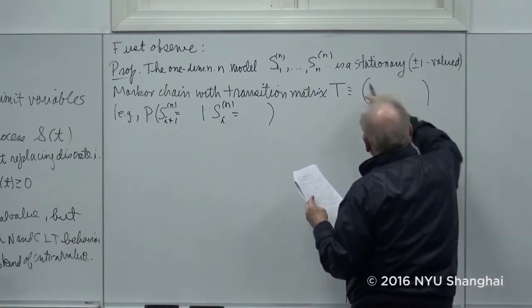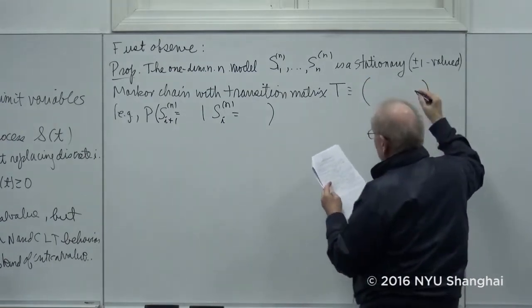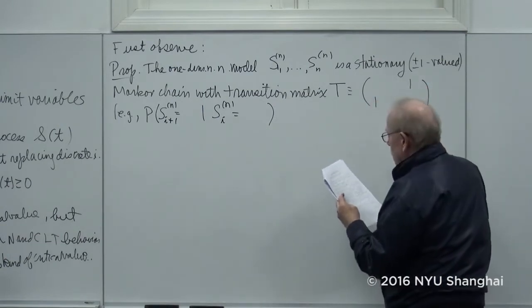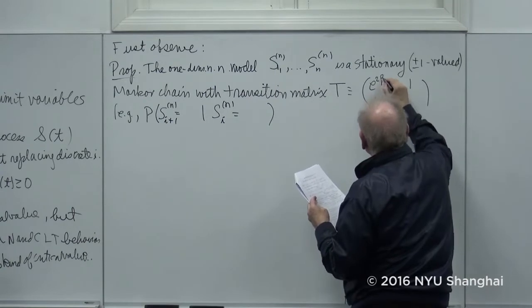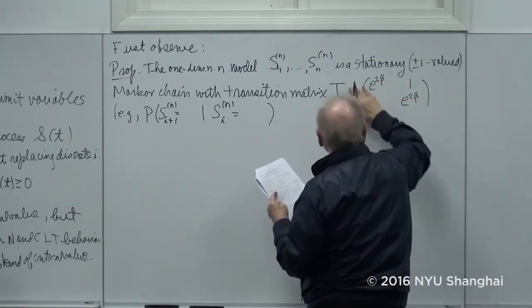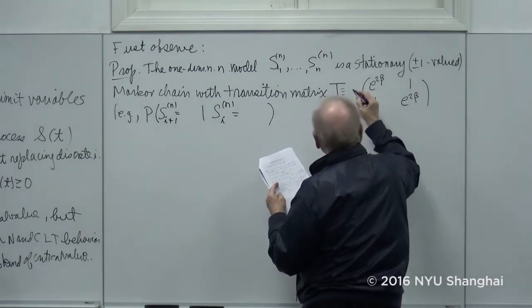I'll put in something first. I need to normalize it. So there's 1, 1, e to the 2 beta, e to the 2 beta. Now this has to be normalized.